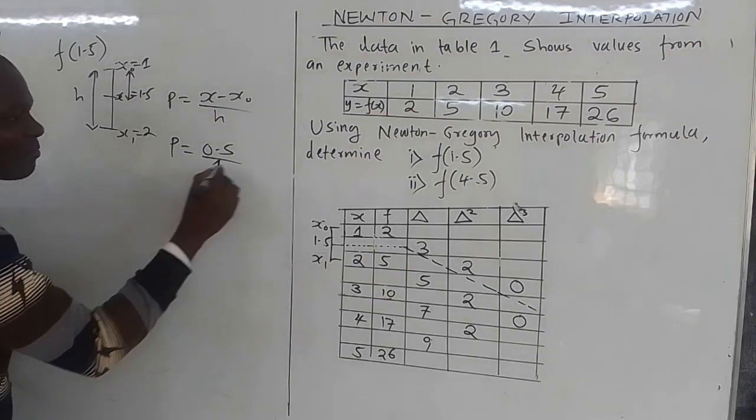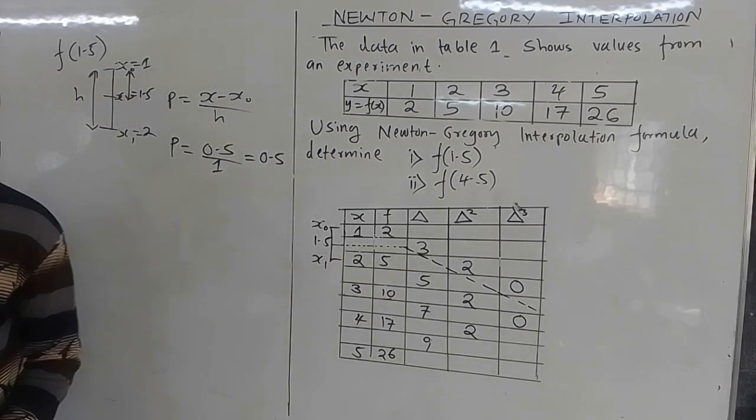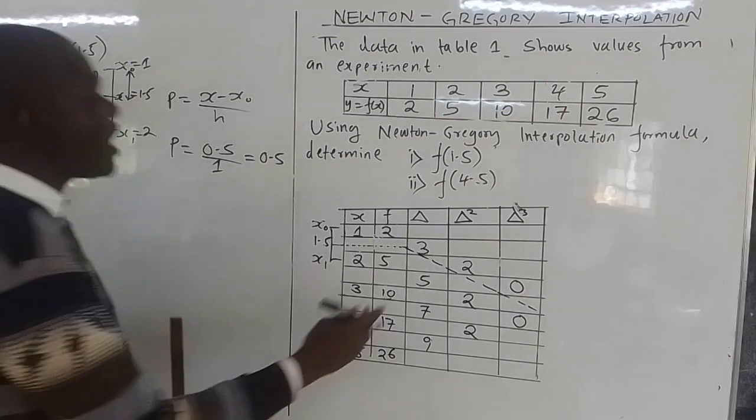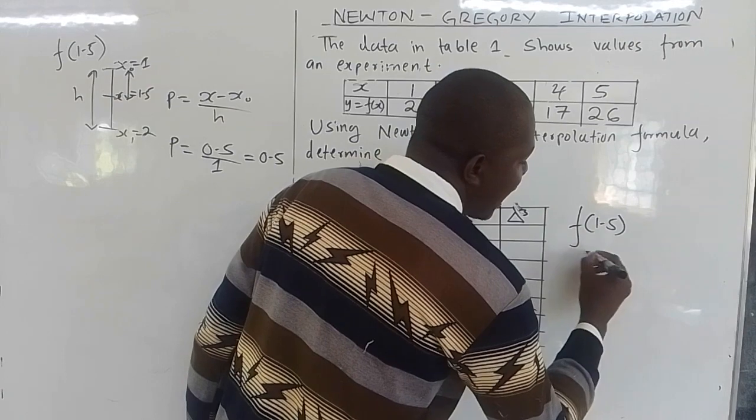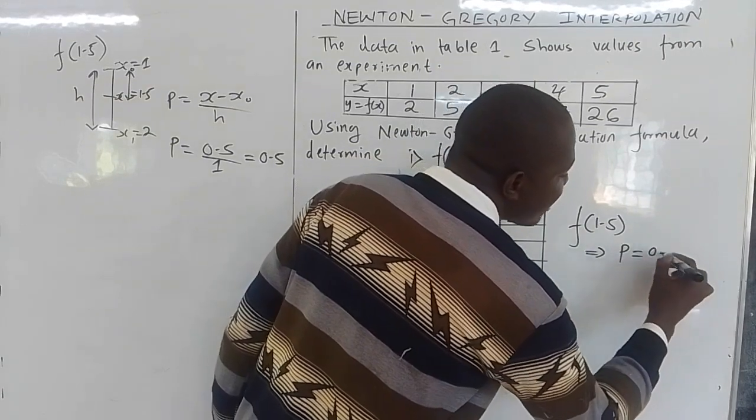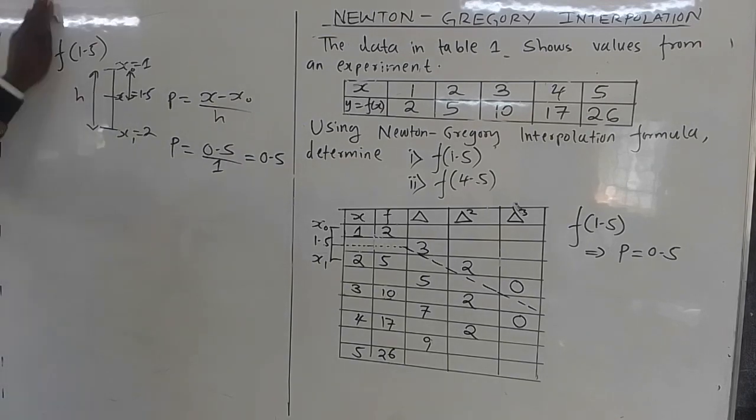So what is p? 0.5. So we found p to be 0.5. So you just come here and you say, when we are evaluating this 1.5, our p we will take to be 0.5. Are we together? We are still looking for p. So after getting that p, we now start.